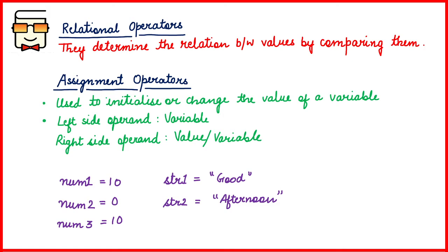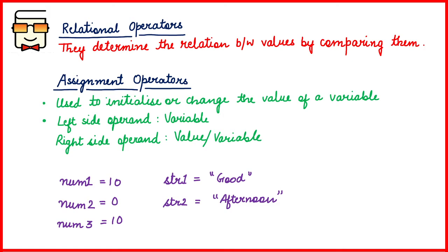Now when we come to assignment operators, they assign some value to a variable, and that value can be present either in the form of a pure value. That means it can be a string, an integer, or a floating point number, or the value that is being assigned can be present in some other variable also. So we will be seeing how both these kinds of operators work and perform their functions.